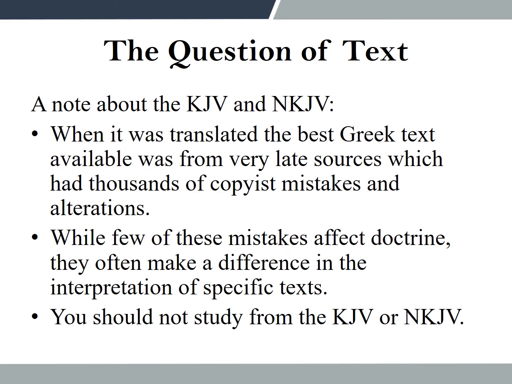Now, Gordon Fee and Doug Stewart have a statement here. Let's consider the King James Version and the New King James. When the King James was translated, they used the best Greek text they had at the time. The texts that they used were late manuscripts, meaning the time distance was further from the original, and there were thousands of copyist mistakes and alterations. Sometimes scribes would copy things and they weren't professional scribes, and they often entered mistakes into the manuscripts, which, as we discovered older manuscripts after the King James had been translated, we were able to correct a number of these.